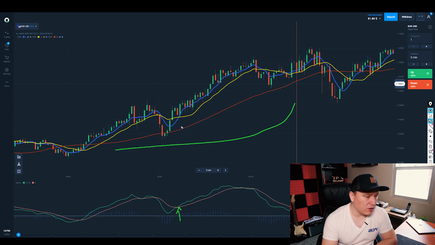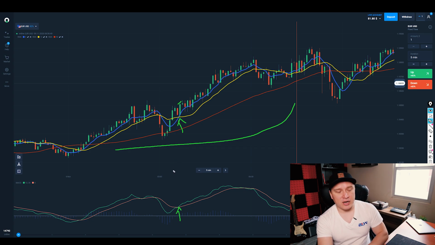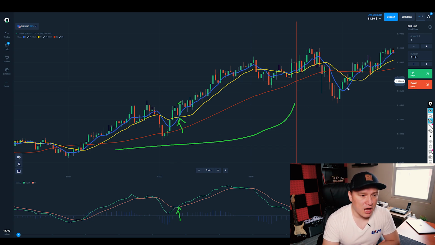And a couple of candles later, we had the entry point in this area, and boom, it was in the money. And if you actually look for the opposite, let me just go ahead and zoom. Oh, take a look at this one. This was a put option.